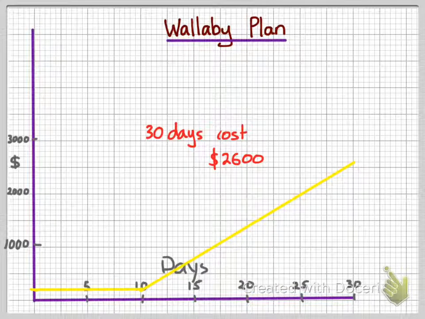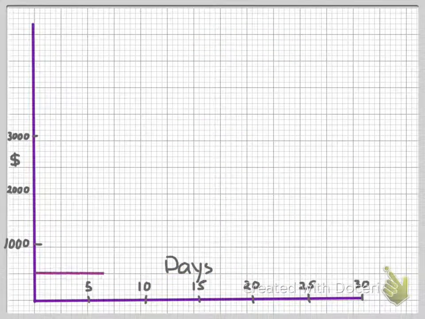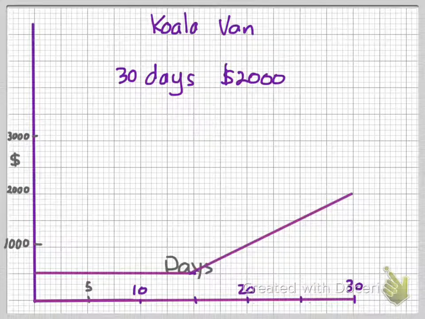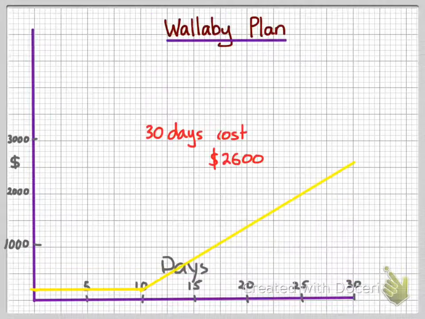The next one is the Koala van. Put in 500 for 15 days and you get that straight line along there. So for an extra 15 days at $100, that's going to be $1,500, giving a total of $2,000 for the whole trip. So join that up with that part there. So that gives $2,000 for 30 days. That's the best of our options so far.